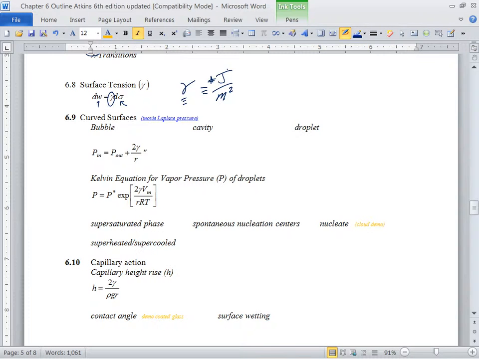So all these surface tensions, right, they're just tabulated. It's an intensive property of a substance. Okay.